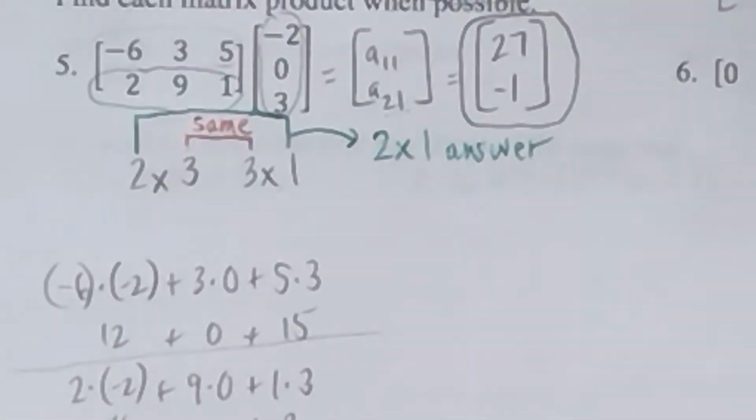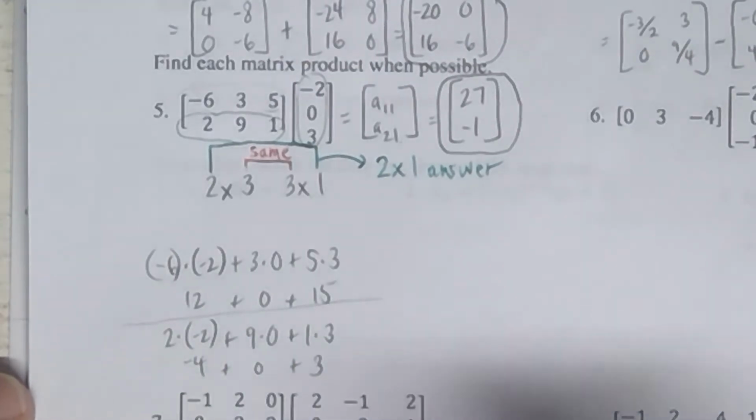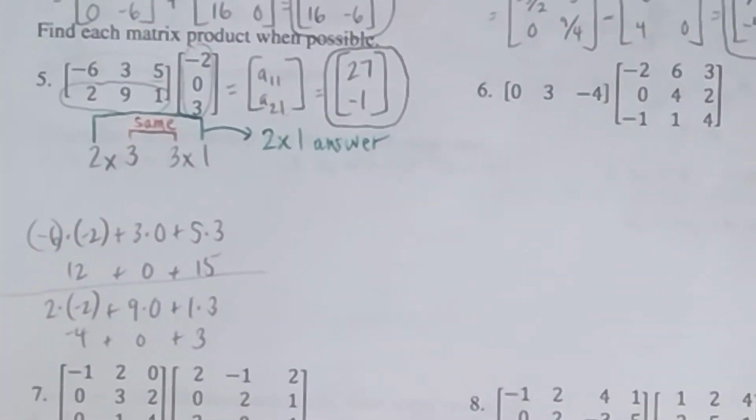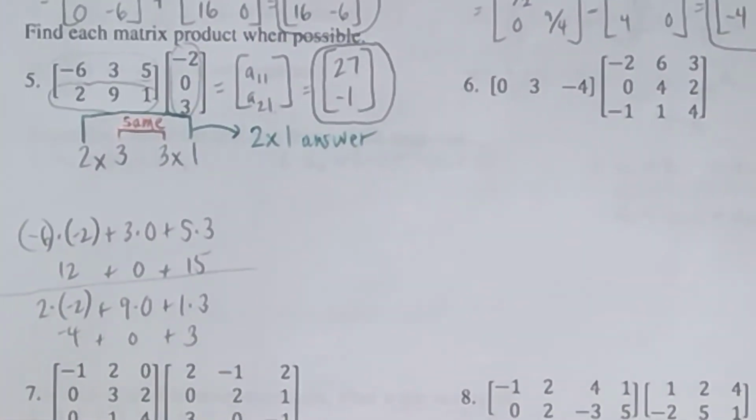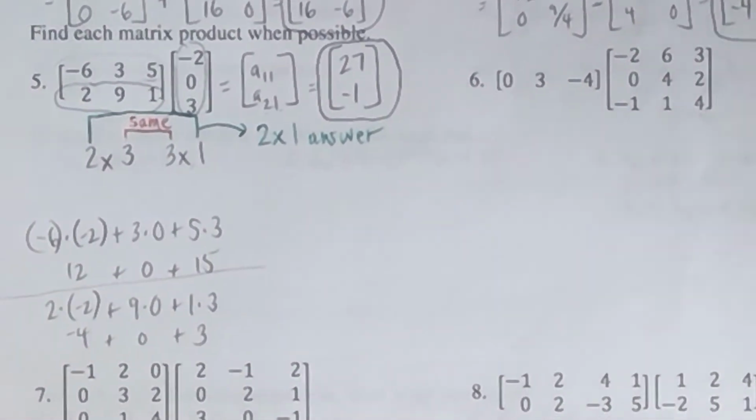Sorry, that came off the screen there. So -4 plus 0 plus 3, that's what gave me the -1 up there. So that's the first one. Let's try 3 more here.